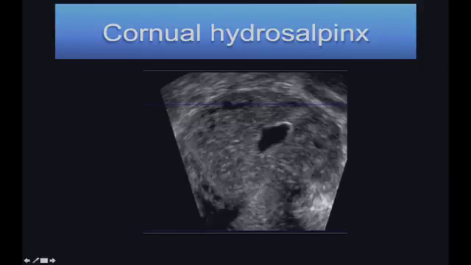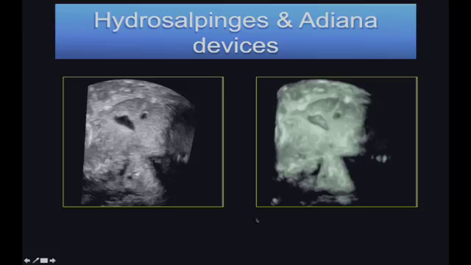First, we have a Cornual hydrosalpinx within the left uterine cornu in the first patient. And in the second patient, we have two Cornual hydrosalpinges. And these little structures here are what we call Adiana devices. They're contraceptive devices like Essure coils that many of you may be familiar with that are placed within the interstitial portion of the fallopian tubes to cause granulation tissue to set in for tubal occlusion and contraception.